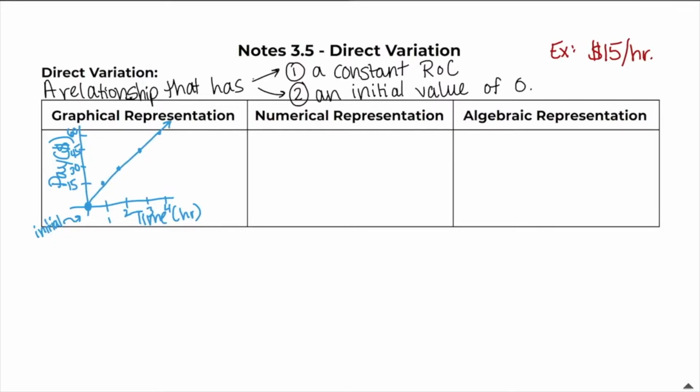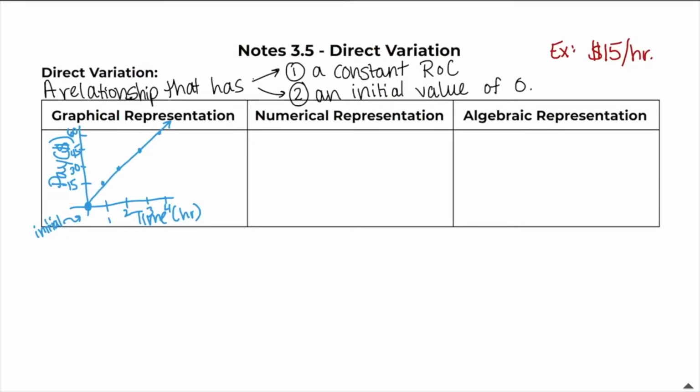And if you notice, the line is straight. It's not changing the steepness of the line. So because the line steepness is staying the same, that tells us we have a constant rate of change. And because it starts at 0, it tells us we have an initial value of 0.